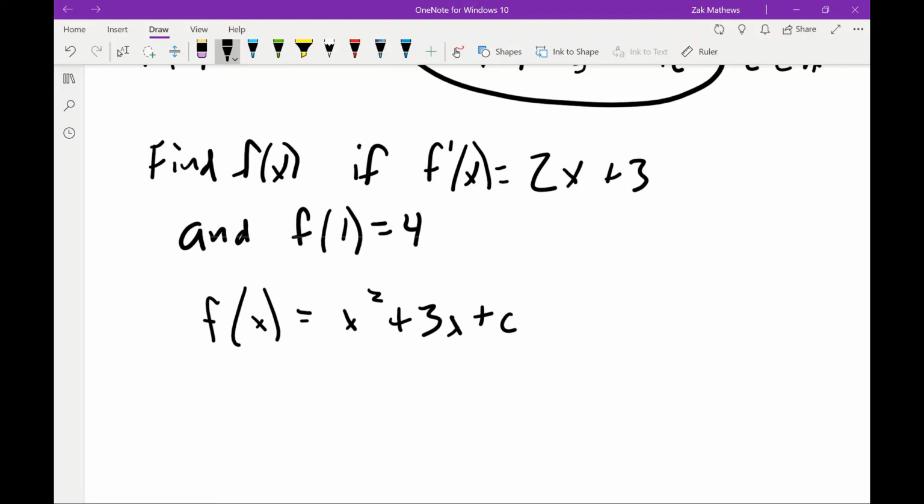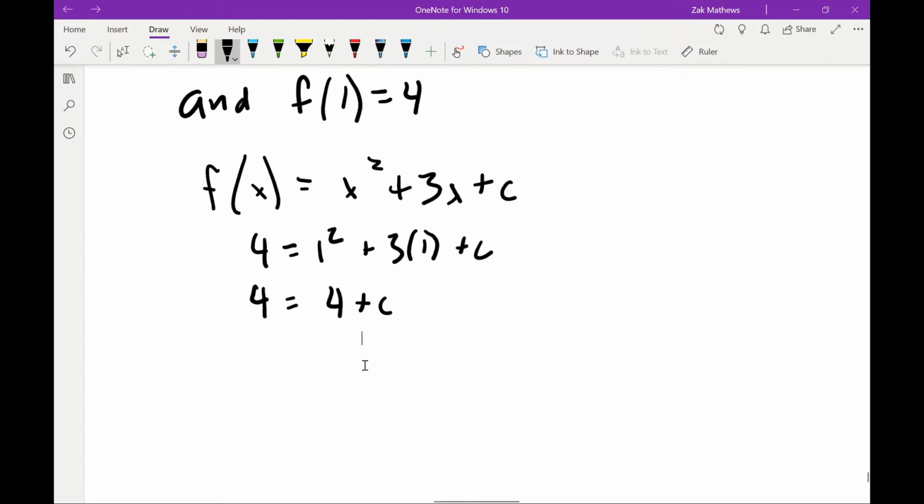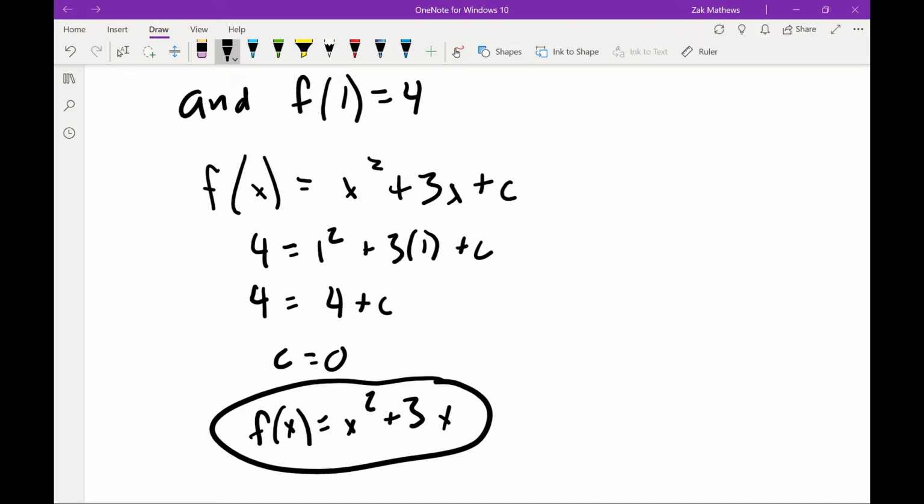Here's where we're going to do an extra step. I now have a little bit more information here. I know that my function is equal to 4 when my x value is equal to 1. So if I simplify this, I'd have 4 plus c on the right hand side. It's equal to 4. So obviously solving for my c, that means my c is equal to 0. So my function is equal to x squared plus 3x. Notice I get to leave off the c because we know exactly what it is. We're told that information. We know exactly where it started.